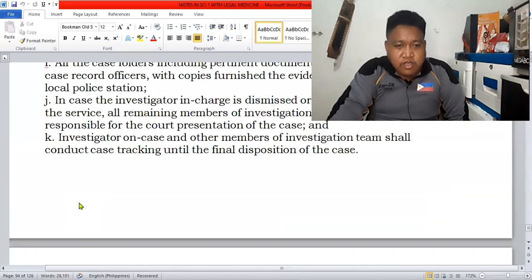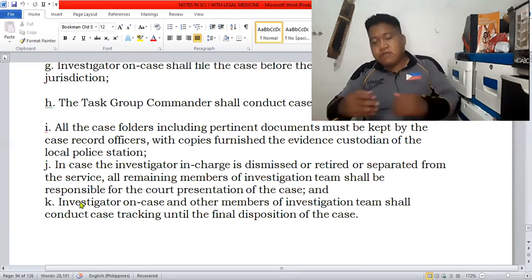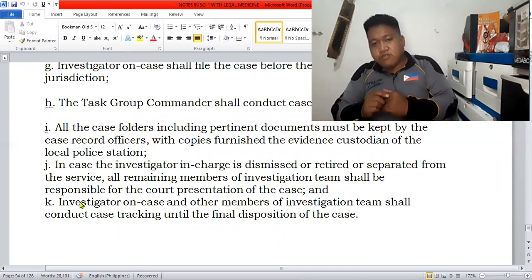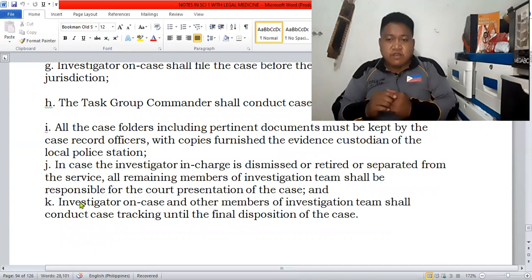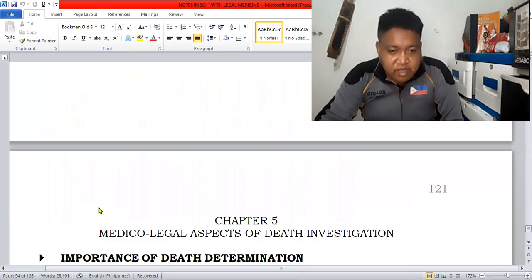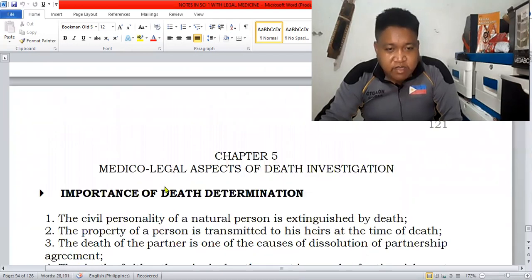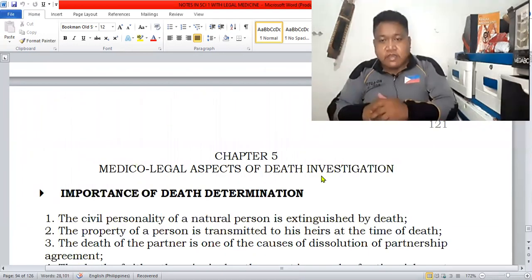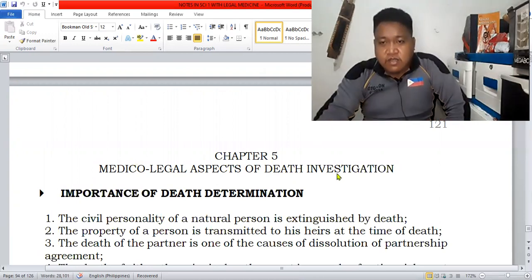Okay, so that is the end of chapter 4 as far as crime scene investigation techniques and procedures are concerned. Chapter 5 will be the next topic, on the medico-legal aspects of death investigation, and that will follow in the next discussion.